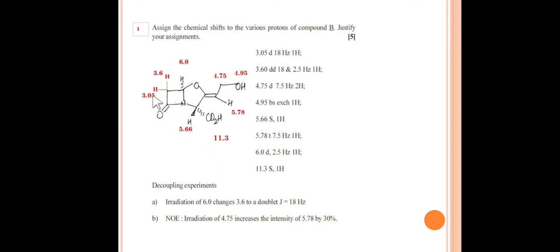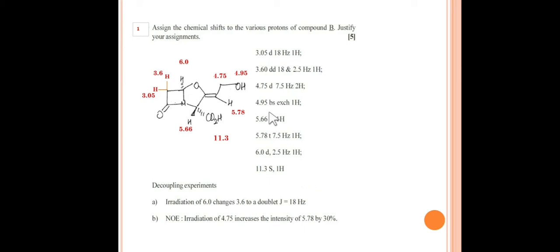That means it is only showing us geminal coupling. This also proves our assignment. Okay. Now the NOE experiment shows that irradiation of 4.75 increases the intensity of 5.78 by 30%.